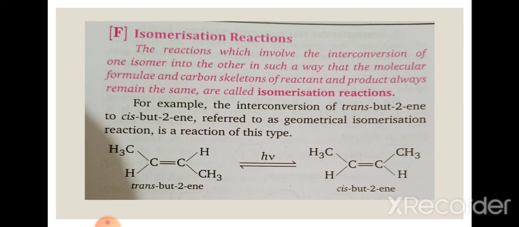Isomerization reaction. Those reactions which involve interconversion of isomers, keeping the molecular formula the same, and the carbon skeletons of the reactant and the product may remain intact. This is called an isomerization reaction. You can see the example of how trans-but-2-ene is getting converted into cis-but-2-ene. So this type of reaction is known as an isomerization reaction.